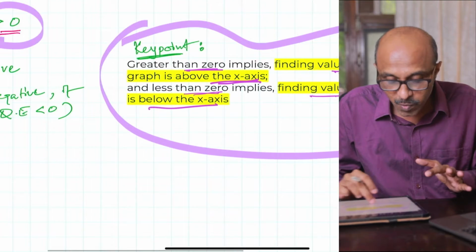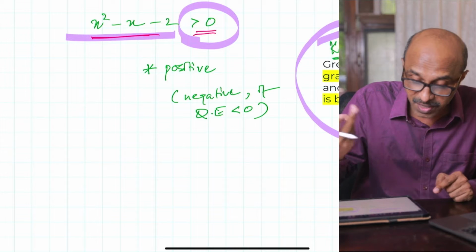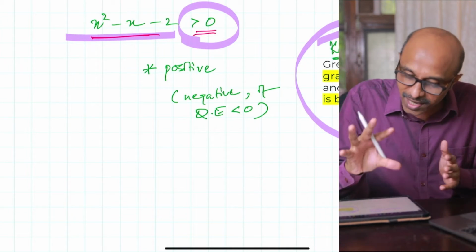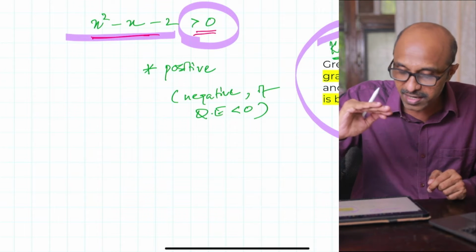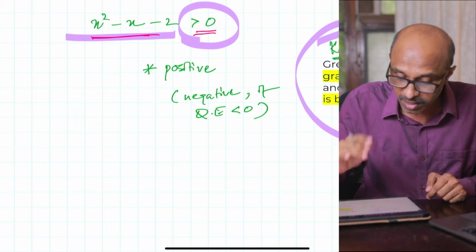In this particular video, we're going to consider two examples where you have greater than 0. In the next video, we'll take examples where you have less than 0. But the main thing is about sketching the graph, looking at the graph, and figuring out where the graph is above the x-axis and where it is below the x-axis. Cool, let's go for it.